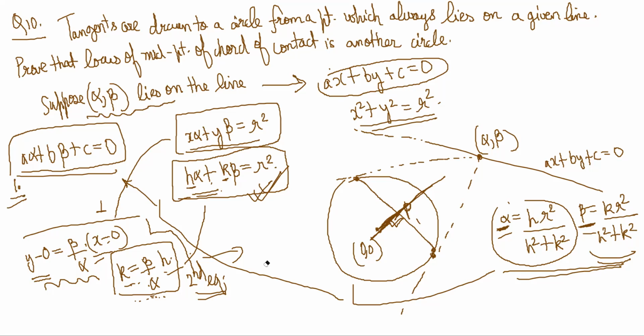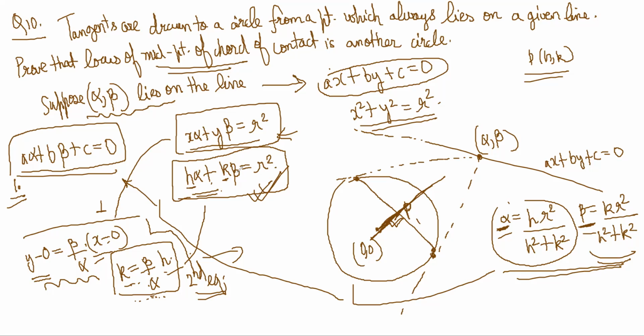So my chord of contact equation will be x alpha plus y beta is equal to r square. You have to find the locus of the middle point of the chord of contact. So let that middle point be P h comma k. So P h comma k will lie on the chord of contact.